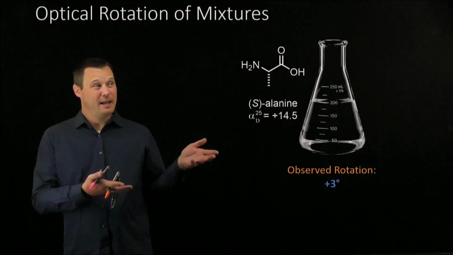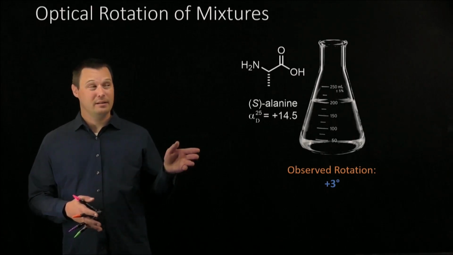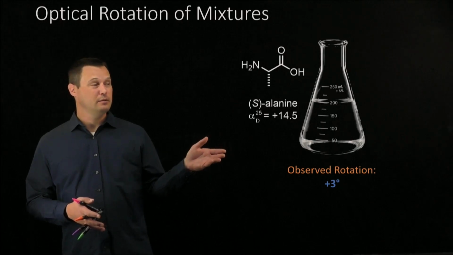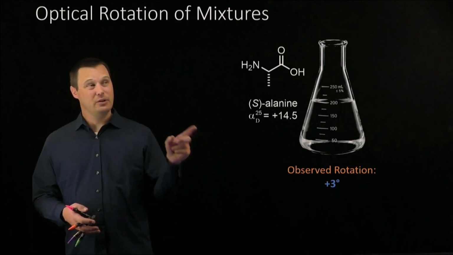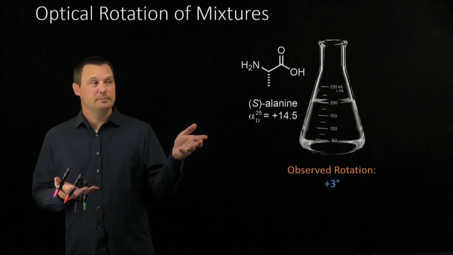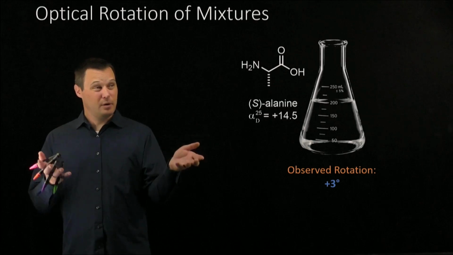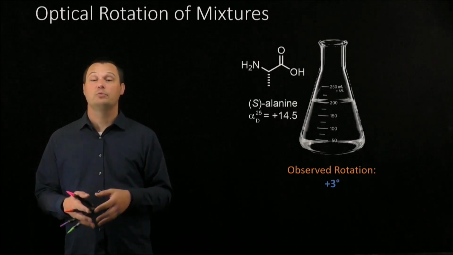You can look up that S-alanine has a specific rotation of positive 14.5 degrees. When you measure a sample of alanine, you get an observed rotation of positive 3 degrees. What does that tell you about your sample? Is it one pure enantiomer or a mixture of enantiomers? And what does the observed rotation tell you about the balance of each enantiomer? This is where optical rotation becomes really useful.